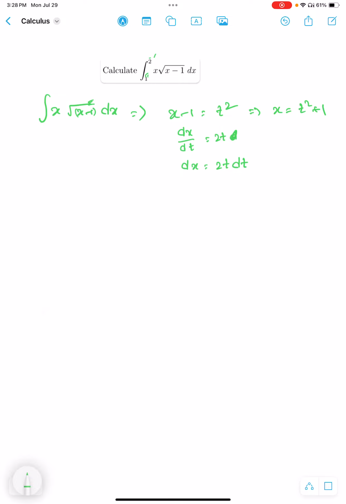So I'm going to change the entire initial equation, which is this. What's x? t square plus 1. What's root of x minus 1? That's root of t square. And dx is nothing but 2t dt. That's pretty simple as of right now.